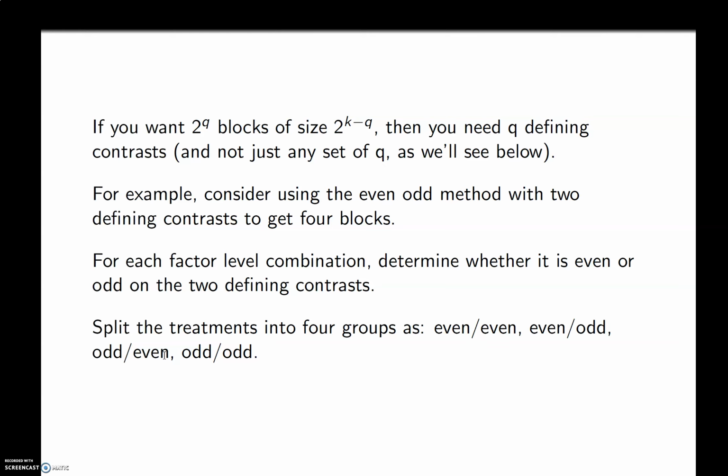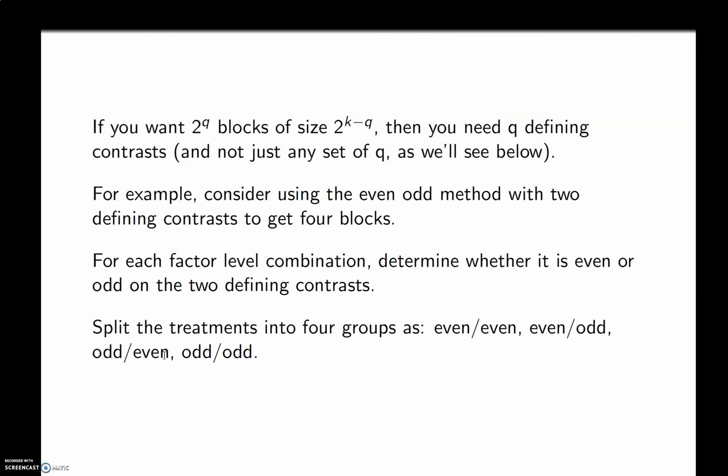So for example, we could use the even-odd method with 2 defining contrasts to get 4 blocks. Well, we've already done that. Okay, sorry, we did the opposite. So that would be new: 2 defining contrasts to get 4 blocks. We have not done that at this point. Then for each of our factor level combinations, we do the same thing where we divide by even or odd, and split it into 4 groups this time: even/even, even/odd, odd/even, and odd/odd.